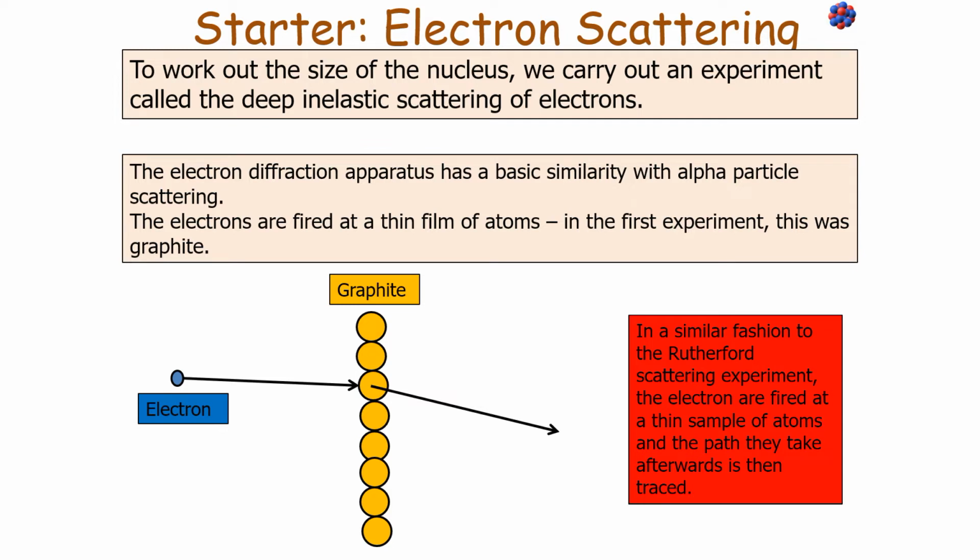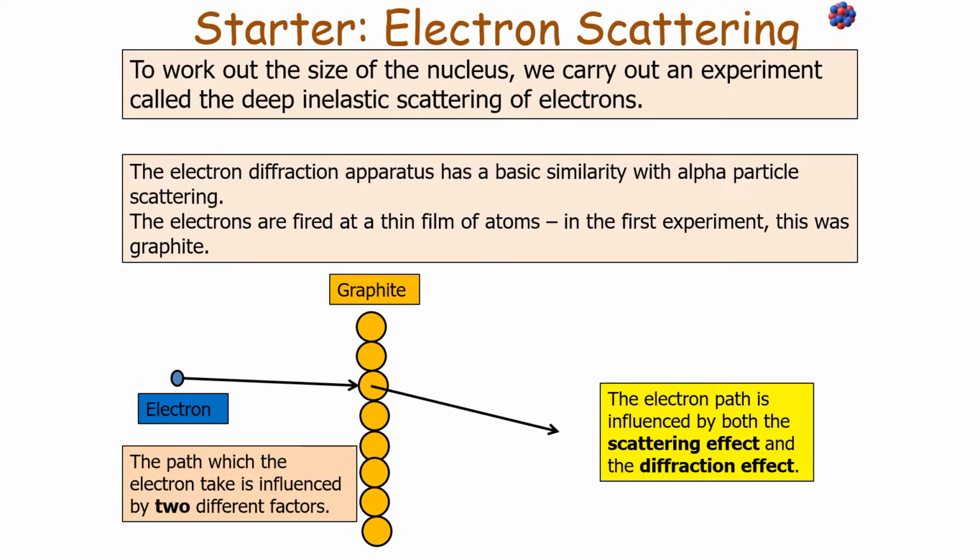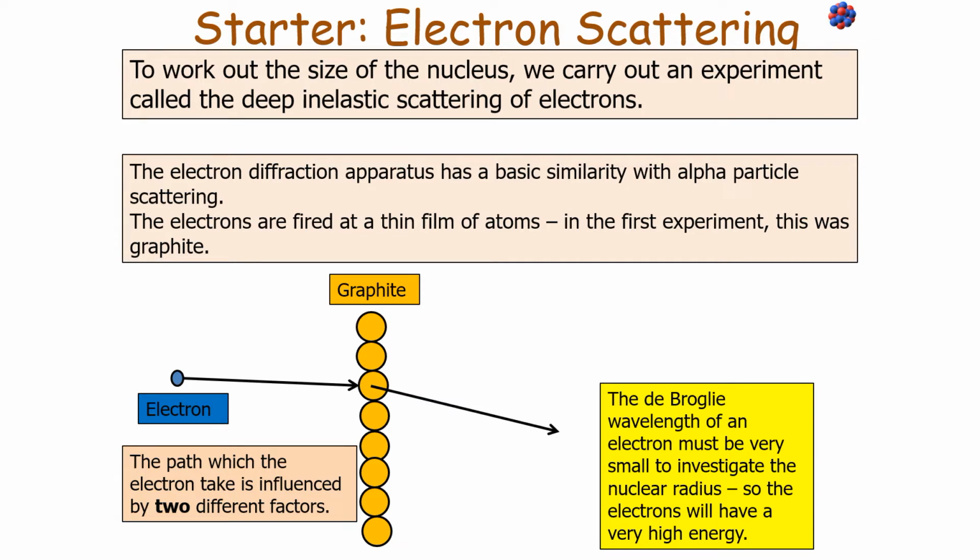In a similar fashion to the Rutherford scattering experiment, the electrons are fired at a thin sample of atoms and the path they take afterwards is then traced. So it's important to know what's going on. The electron can take a path which is influenced by two different factors. The electron path is influenced by both the scattering effect and the diffraction effect. Now this diffraction effect shows that the electrons have wave-particle duality, and the de Broglie wavelength of an electron to carry this out must be very small when we investigate our nuclear radius, so this means we've got to fire our electrons with a very high energy.